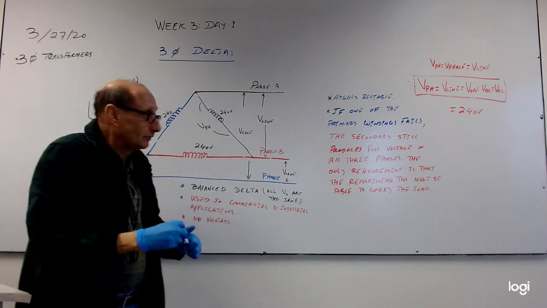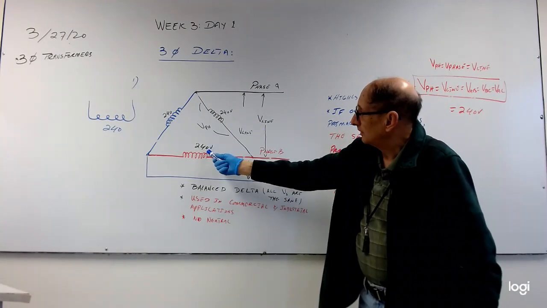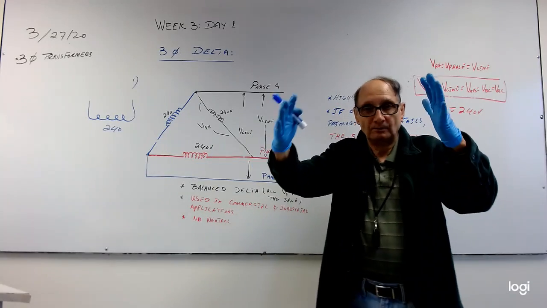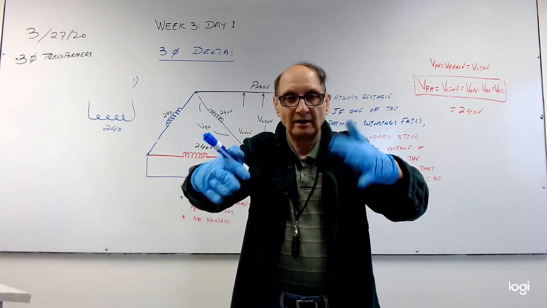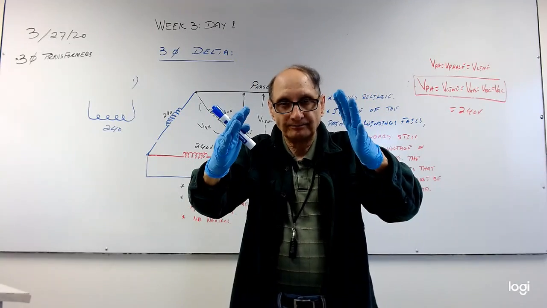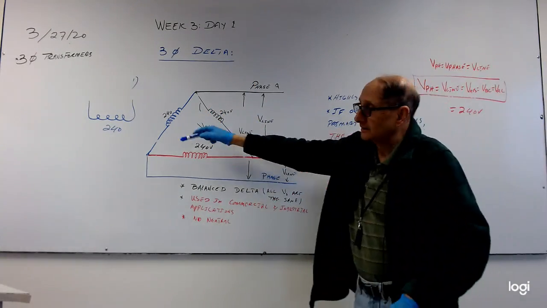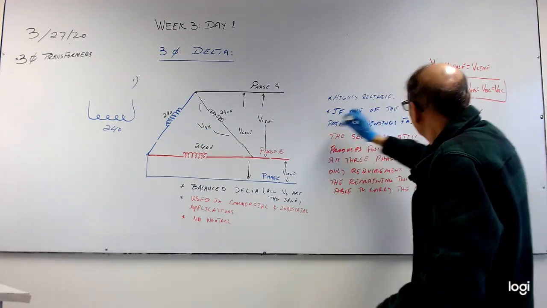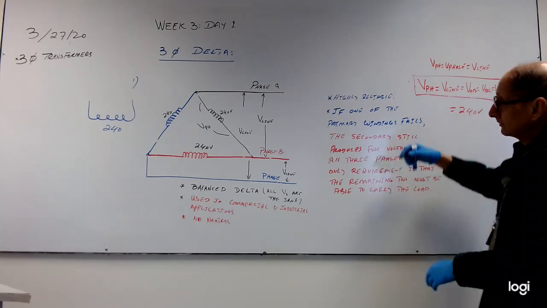Okay, so 240, 240, 240. Just keep this in mind. In a delta, or in a triangle, because it looks like a triangle, the voltages are the same in a balanced system. So VPH is 240 across all of them.